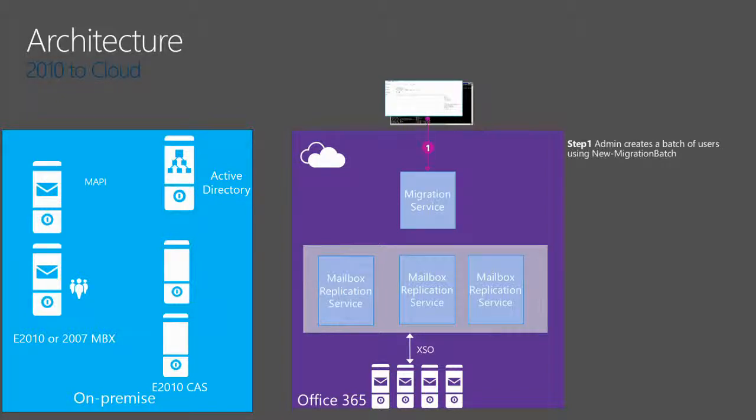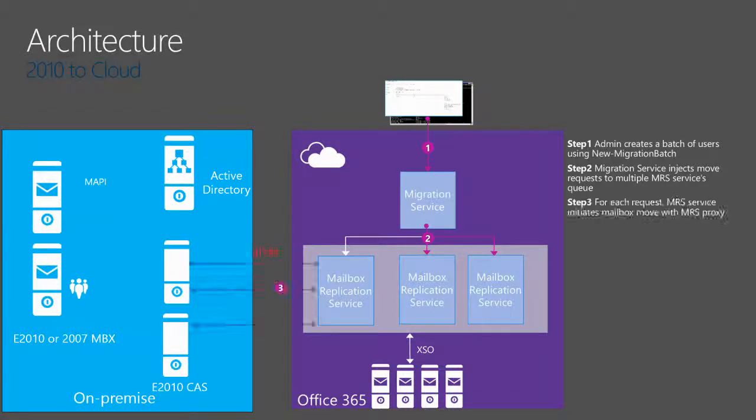So when an admin kicks off a migration, a new migration batch command is issued to this migration service. Upon receiving this, it processes the CSV in the batch and then issues new move requests underneath the covers. Each one of these MRSs gets a new move request, and multiple of these MRS start pulling data from the on-premise environment over the HTTPS protocol. All these requests end up in the CAS server, which is where the MRS proxy is running in 2010.